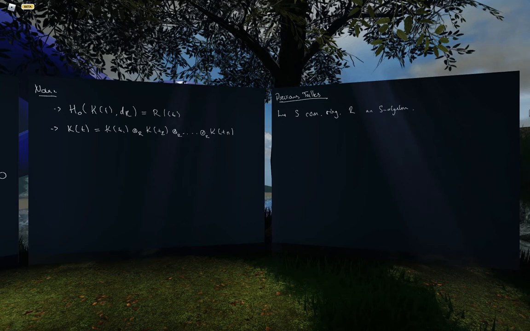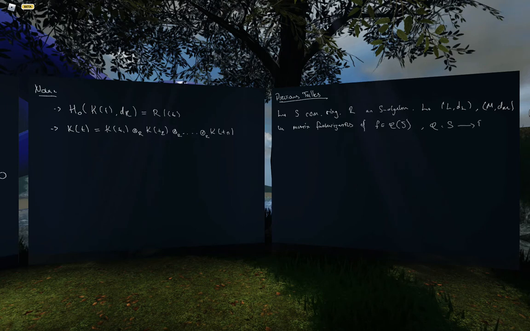Okay, and then let (L, d_L) and (M, d_M) be matrix factorizations of some element in R, oh, I haven't defined that. Of some element in this thing, where this thing is the structure morphism of the algebra structure on R, right?